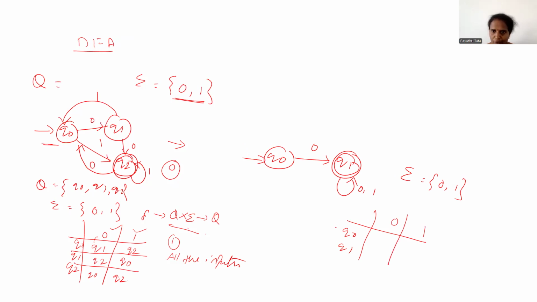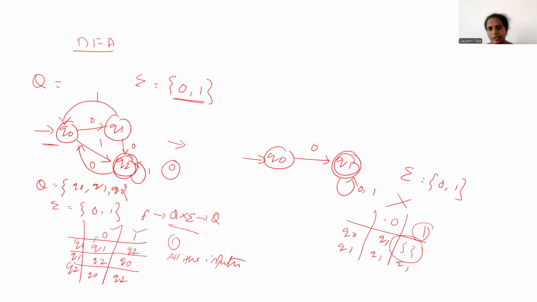See, Q naught reading 0 is moving to Q1. But what about Q naught after reading 1? There is nothing, it is empty. And Q1 reading 0 is moving to Q1 only. Now, it is not a DFA. Why? Because Q naught does not consume the input 1. It only consumes the input 0. Okay, that is the thing.